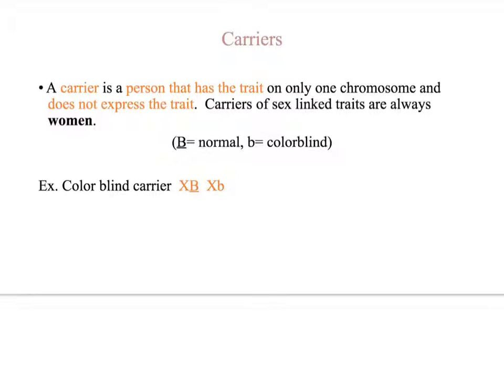Females who have just 1 of the alleles on the X chromosome are called carriers. That's because they're not expressing the trait, but they're carrying it on, and they could pass it to the next generation.